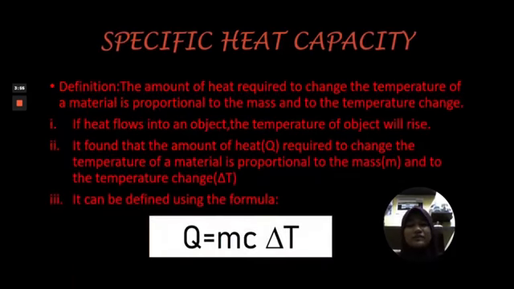Okay, next I'm going to explain about specific heat capacity. First of all, the definition of specific heat capacity: the amount of heat required to change the temperature of a material is proportional to the mass and to the temperature change. We can see that if heat flows into an object, the temperature of the object will rise, and it is found that the amount of heat required to change the temperature of a material is proportional to the mass and to the temperature change. It also can be defined using the formula Q = mcΔT.